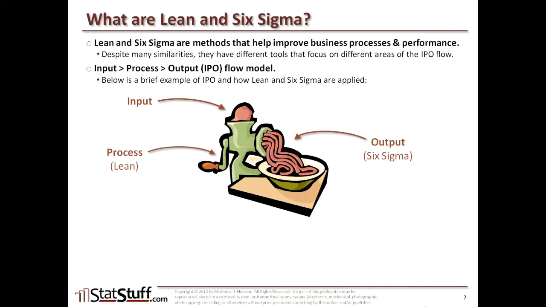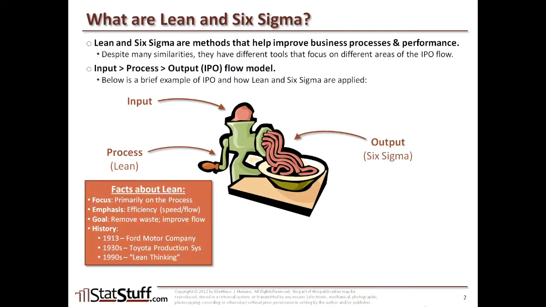Alright, now let's go into a little more depth of how Lean and Six Sigma can be applied in this illustration. We'll first focus on the process. That's really where Lean tends to be focused. It focuses on the efficiency of the process itself, that is, by improving the speed or the flow of those inputs flowing through the process. The intent is to identify and remove any waste within the process, and by doing that, you're improving the overall flow of those inputs through the process itself. Historically, it really wasn't until about the 1990s that Lean became a lot more popular across many businesses.